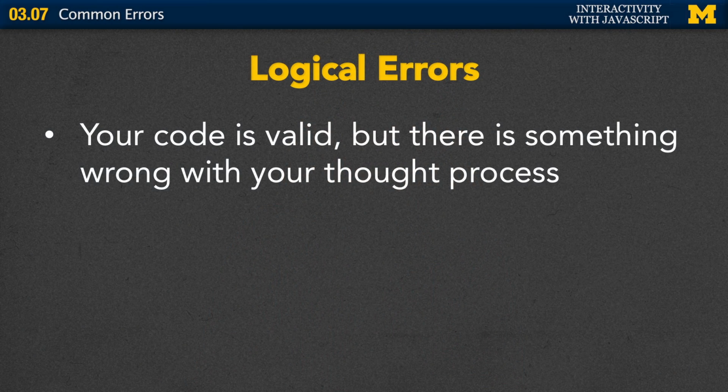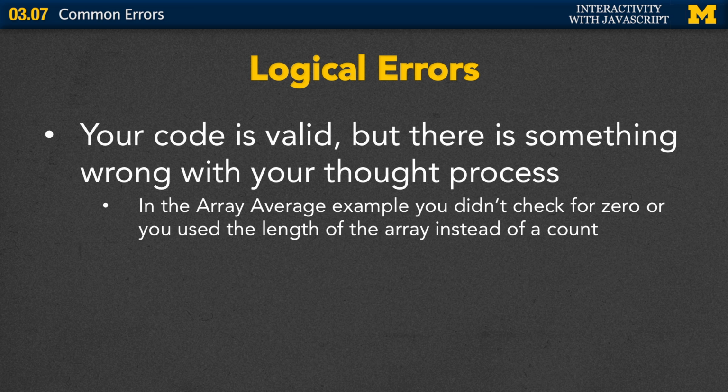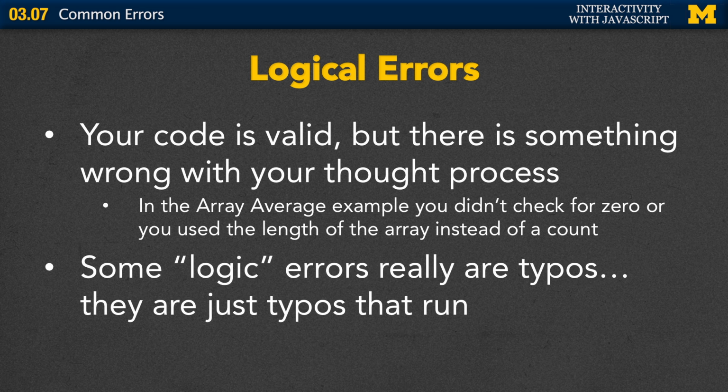Now, logical errors are a little bit different. Your code is valid, you followed all the rules, but maybe there's something wrong with the thought process that went into it. You didn't think of every possible scenario of what the input might be. One example would be that array average, where we didn't really think to check to see if the length of the array was 0, and so we had to put it in. Some logic errors really are just typos. They're just typos that run.